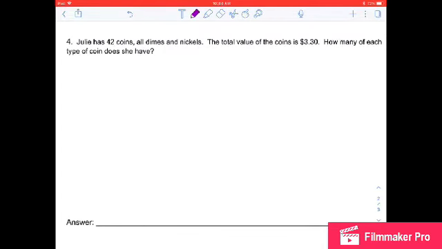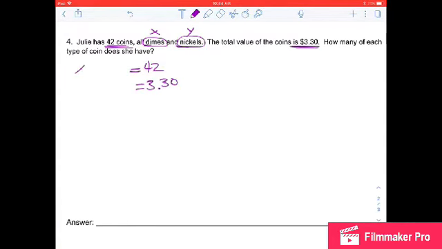So on this one, it says Julie has 42 coins, all dimes and nickels. So right away, again, get our first point by labeling X and Y. I've got a total of 42 coins. The total amount of money is $3.30. How many of each coin? So once again, I've got my two totals, 42 and $3.30.